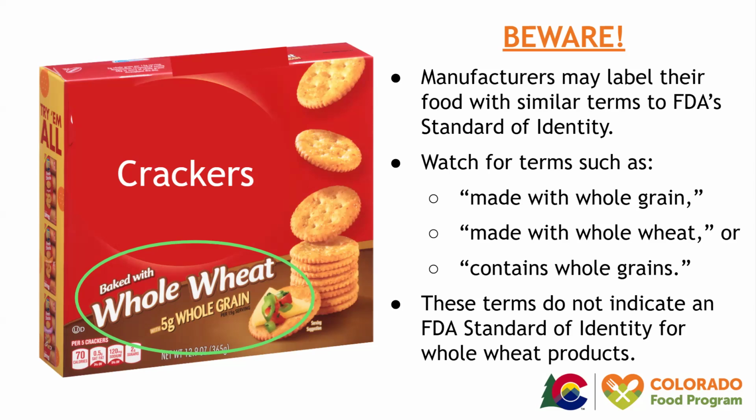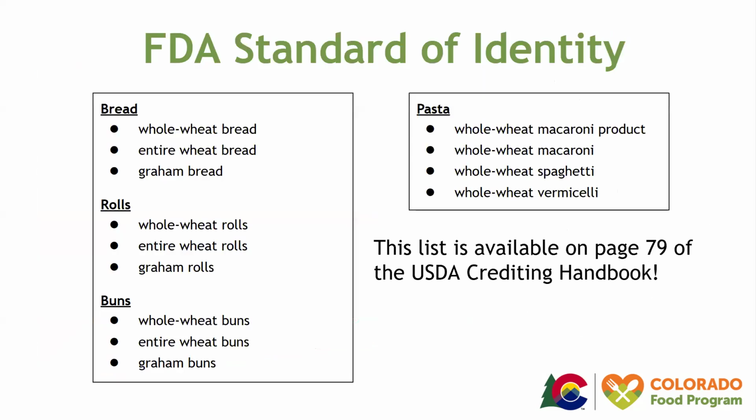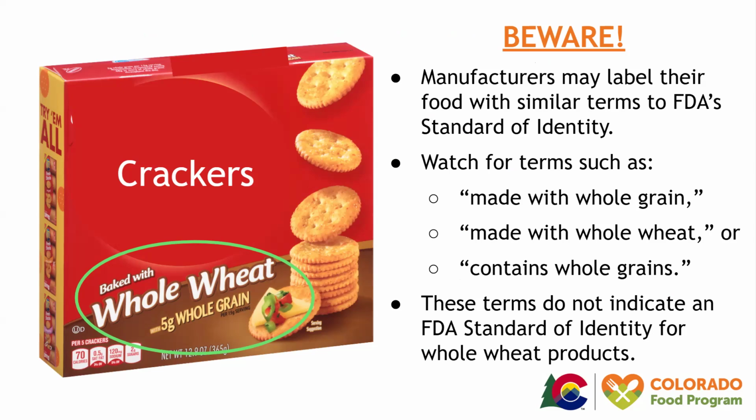So this example on this slide says baked with whole wheat. It does not say, I'm going to go back a slide, it does not say whole wheat, entire wheat, or graham. And it's a cracker. So it does not fall into the FDA standard of identity for bread, buns, rolls, and pasta. So for this specific product, you can't just take what it says on the box. You can't just look at the words whole wheat and count that as a whole grain. You must do more investigating to figure out if it meets our criteria.